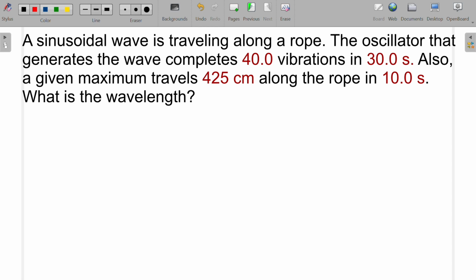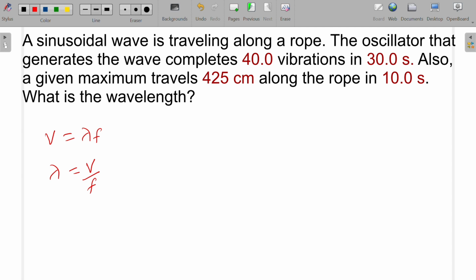What is the wavelength? Now, in order for us to find the wavelength here, we need to use the formula that says speed is equal to wavelength multiplied by the frequency. When we make the wavelength the subject, our wavelength would be equal to the speed divided by frequency. So our job is to determine our speed as well as the frequency.